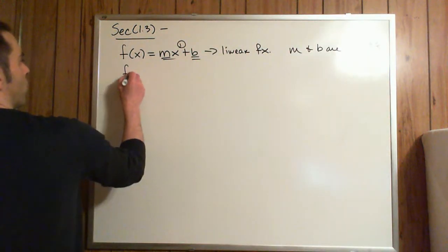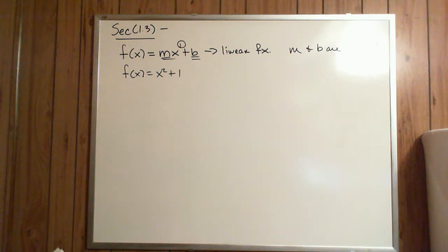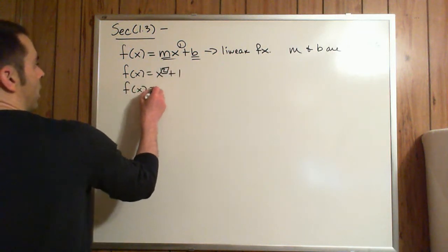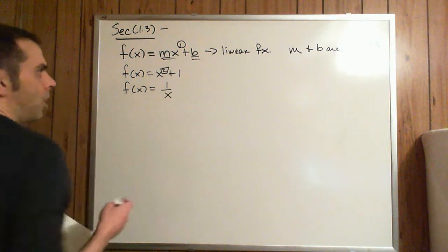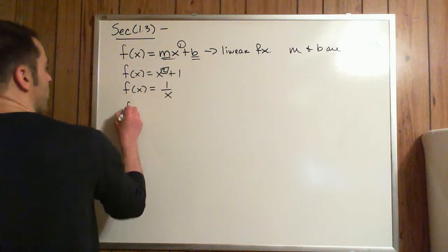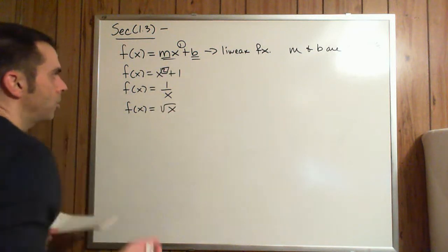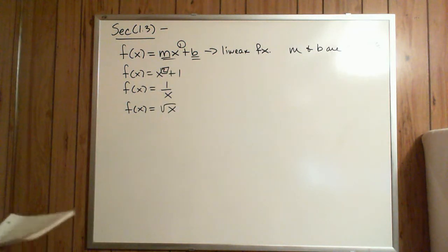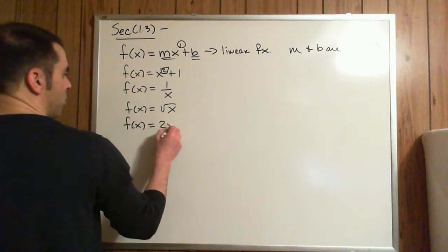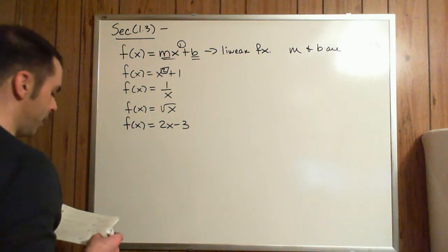So a function of the form f at x equals x squared plus 1 would not be linear because of the fact the exponent on x is a 2. Something like f at x equals 1 over x is also not a linear function because the x is in the denominator. Something like f at x equals the square root of x also is not linear because there's a square root around the x. However, something like f at x equals 2x minus 3 is a linear function. It matches our form mx plus b.